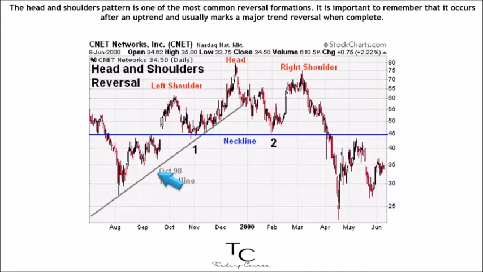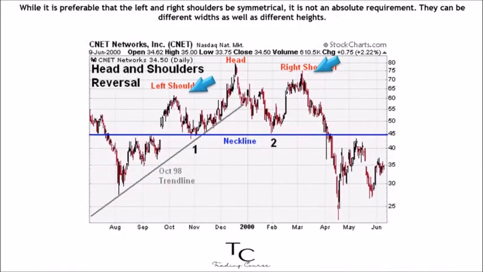The head and shoulders pattern is one of the most common reversal formations. It is important to remember that it occurs after an uptrend and usually marks a major trend reversal when complete. While it is preferable that the left and right shoulders be symmetrical, it is not an absolute requirement. They can be different widths as well as different heights.